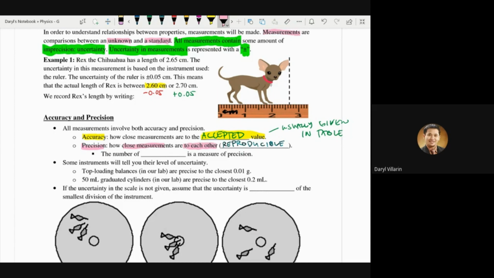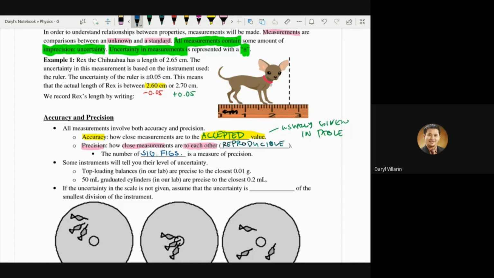Okay, let's say, for example, using example number 1 here, the ruler. When you use the ruler, you get the same value of 2.65. So you would say that your measurement is precise. It gives you the same value over and over again. And usually the number of significant figures is a measure of precision. So the number of significant figures gives you some sort of measure of the precision of your measurement.